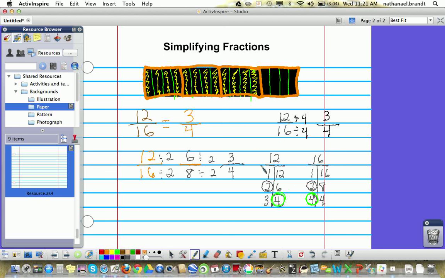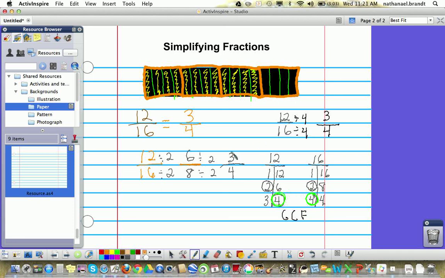Now this takes a little bit more work, but it can save you time in the long run because you just get straight to the simplest form if you're able to find the greatest common factor. You might see it called the GCF.